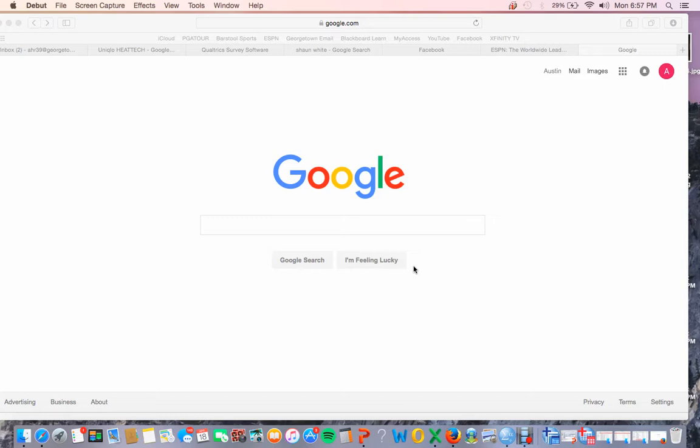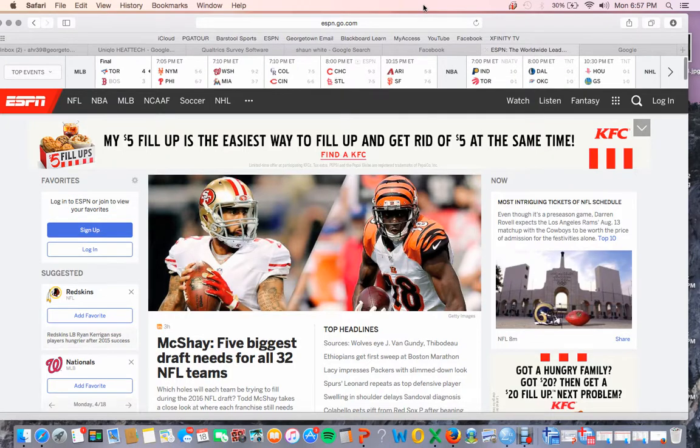Our theme is sports, and today I'll be showing you guys how to read a box score on ESPN.com. This can be done using any of the major search engines or browsers, and I'm just going to click on ESPN.com. The box score that I'm going to be doing is an MLB one.